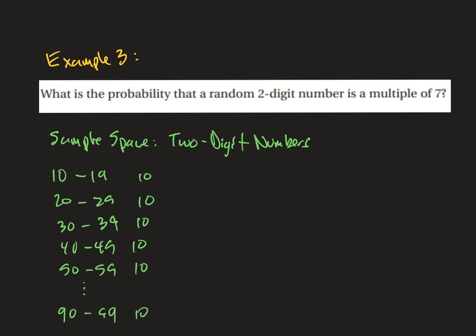So I'm going to have 10, 20, 30, 40, 50, 60, 70, 80, and 90. So there are 9 10s there. That means my sample space has a total of 90 numbers. Okay, that's our sample space. We have 90 of those things.